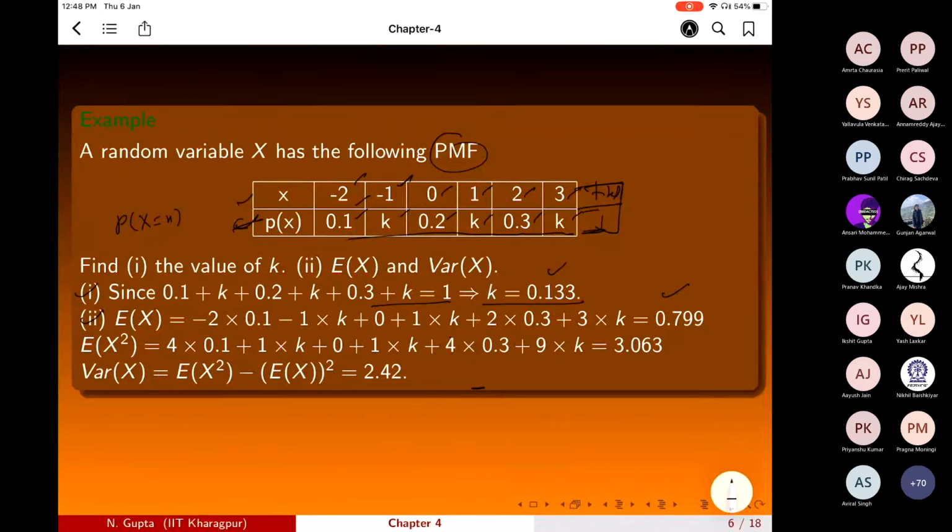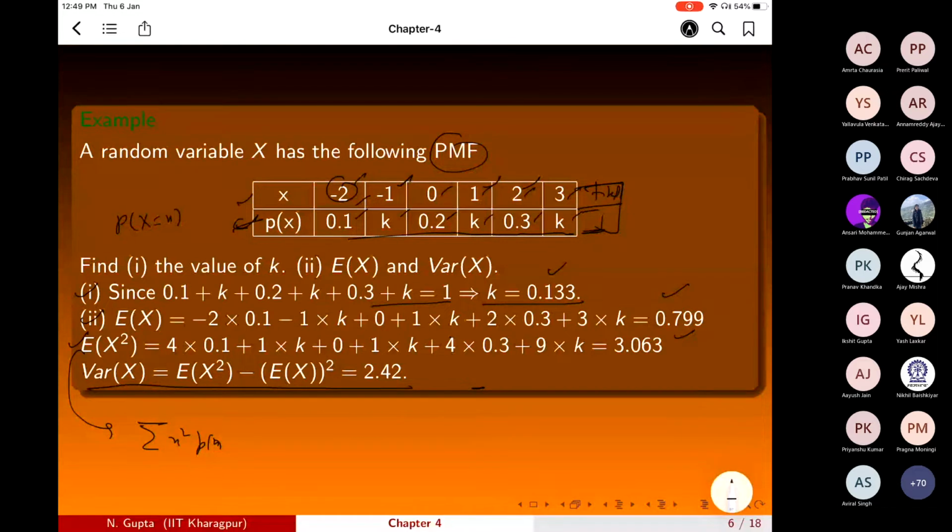And now for the variance of x, we can find the expected value of x square. So what is the expected value of x square? This is the summation of x square p(x). So that will be (-2) square, 4 into 0.1, plus (-1) square, 1 into k, 0 square into 0.2, plus 1 square into k, 2 square into 0.3, plus 3 square into k. That means 3.063. Now the variance of x is the expected value of x square minus the expected value of x whole square, that is 2.42. This is the answer.